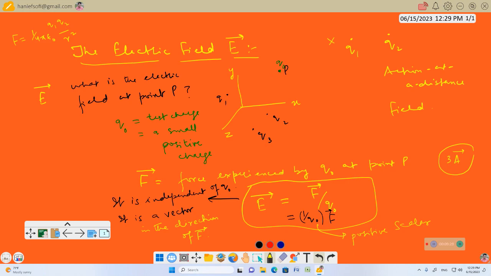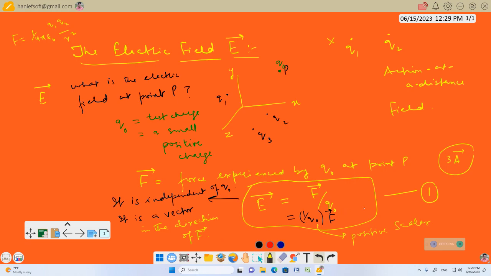So electric field at a point is independent of the test charge. It depends only, let me name it equation 1, it depends only on source charges. It is independent of the test charge. It's a vector in the direction of F, right?